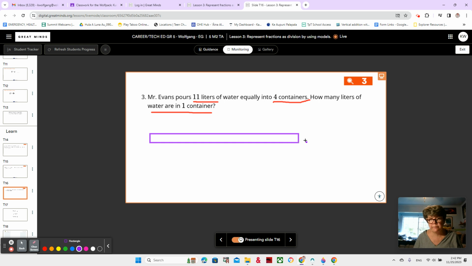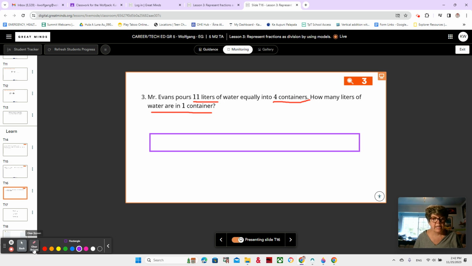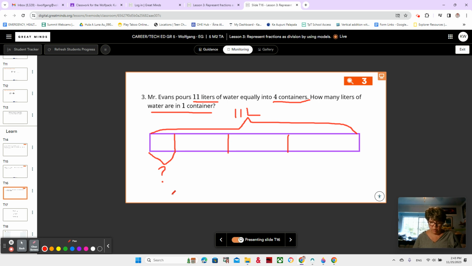All right, so what can we draw? Can we draw a tape diagram? Well, yes, we can. And it's going to be just like our last tape diagram. Maybe you already have it drawn. 11 liters of water, and it's going to be divided equally into 4 parts. And then our question is how much is going to be in one part. All right, now, what is our division expression? 11 liters of water divided by 4. 11 divided by 4.